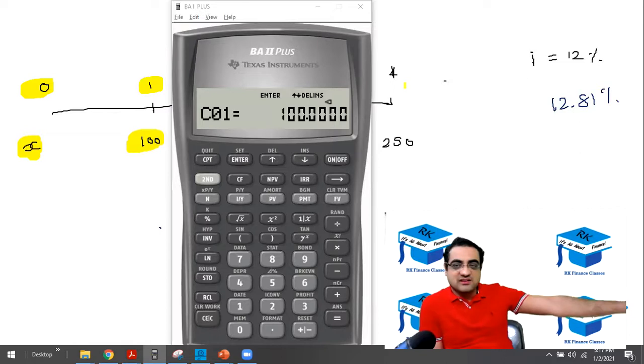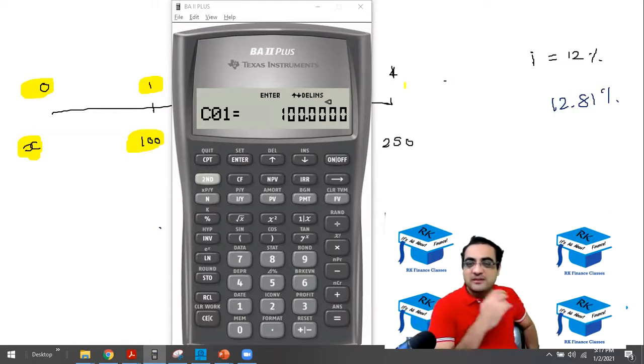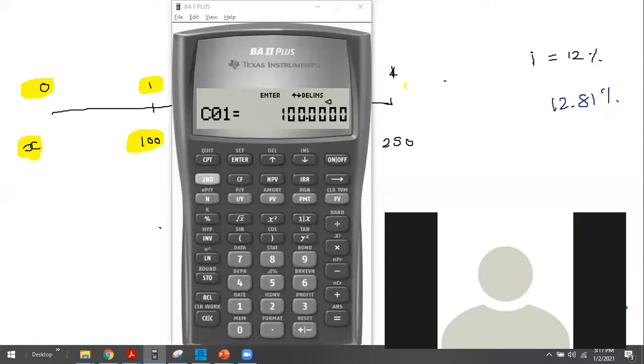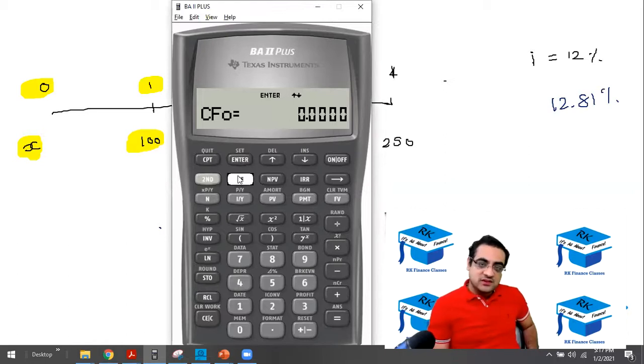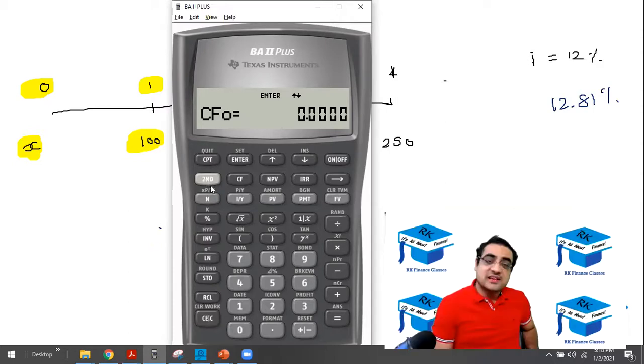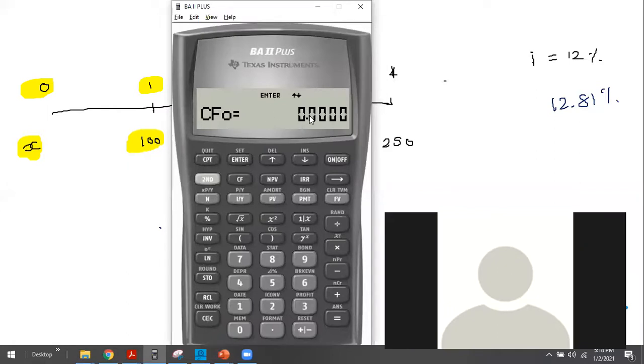Yes, Varad. What didn't you get? Let me know. Did you raise your hand, or is it clear? Just unmute yourself, please. Varad? Hello. Yes, sir. Right from the start, okay, press CF. Press second CLR WRK. Are you getting CF0 equal to 0 on the screen?